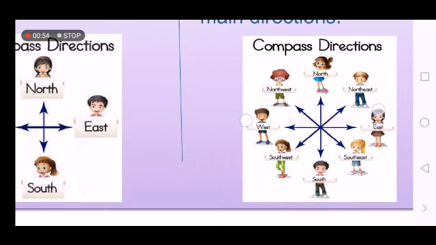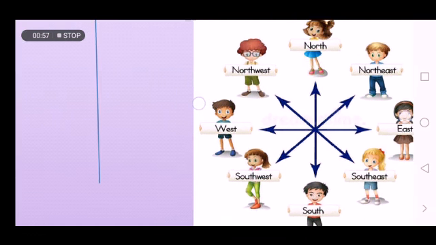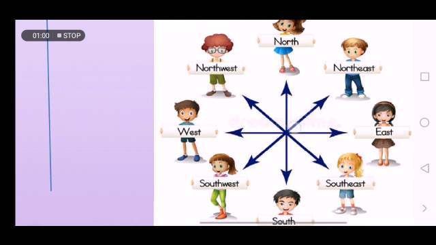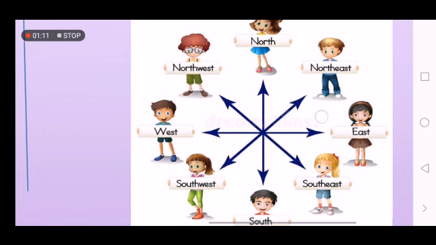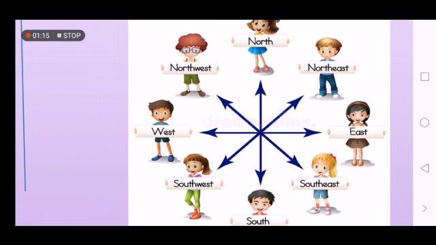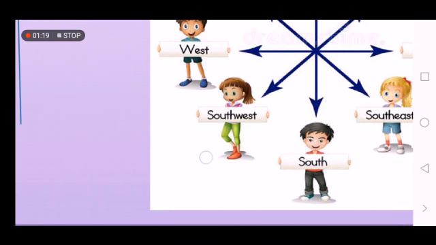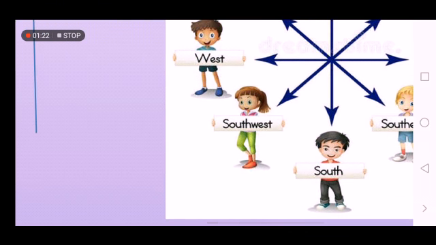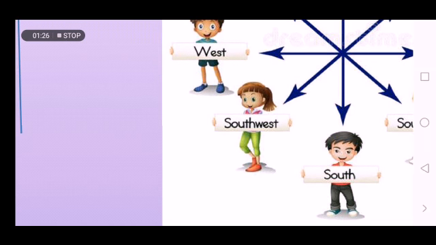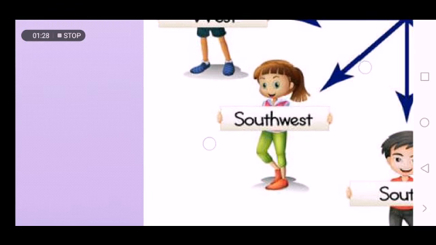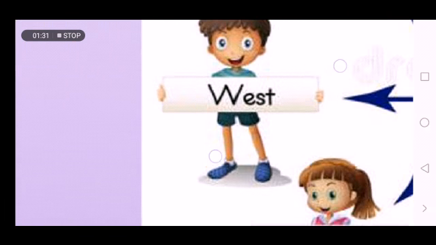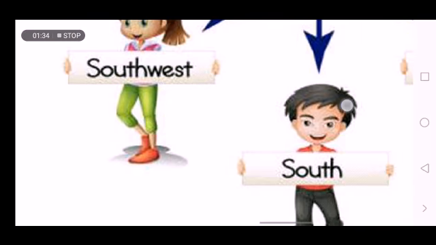intermediate directions. Intermediate directions, we have an example here like the direction between north and east. Northeast. This northeast is an intermediate direction because it comes in the middle between two main directions. Another example, we have here south and west. Between south and west, we have southwest. Southwest is an intermediate direction because it comes in the middle between two main directions, which are west and south.